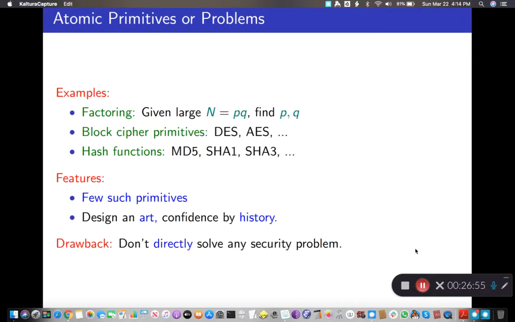So these atomic primitives have the feature that there's not so many of them around. We might find or devise more, but we don't really want to because it's not easy to get confidence that they really have the hardness properties we would like, particularly because their design or their discovery remains much more of an art than a science. And confidence is really just based on history and people's efforts to solve them.